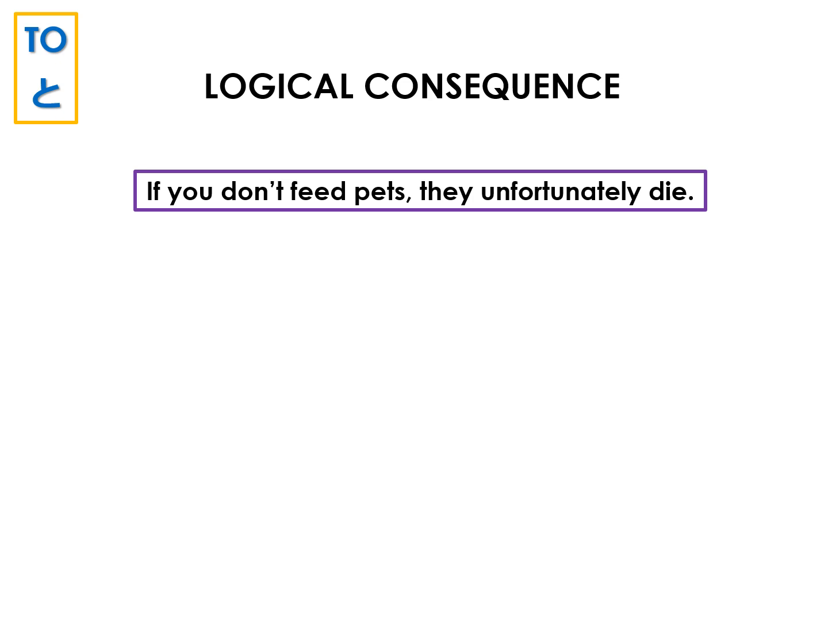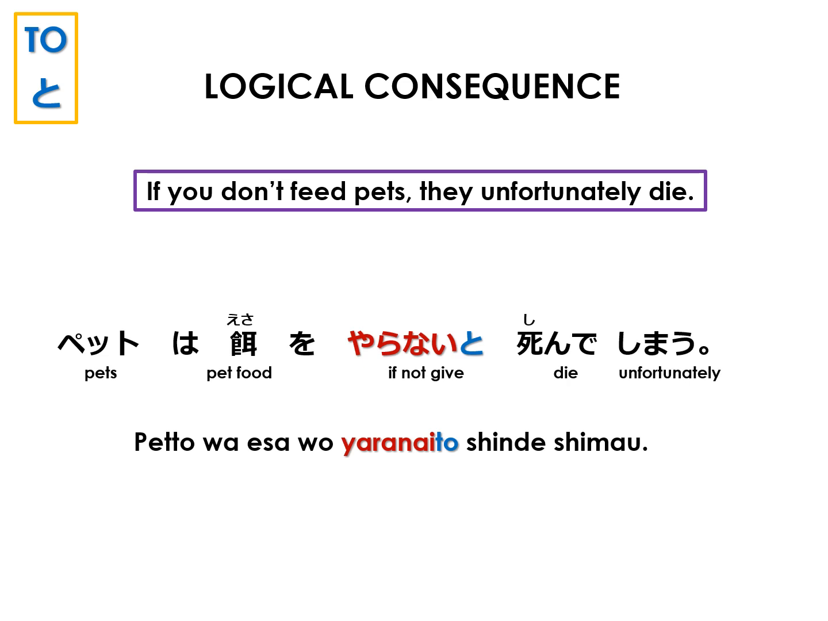This one is on a logical consequence. If you don't feed pets, they unfortunately die. In Japanese, ペットは餌をやらないと死んでしまう。The teshimao conjugation expresses regret, and you can review this in lesson 42.